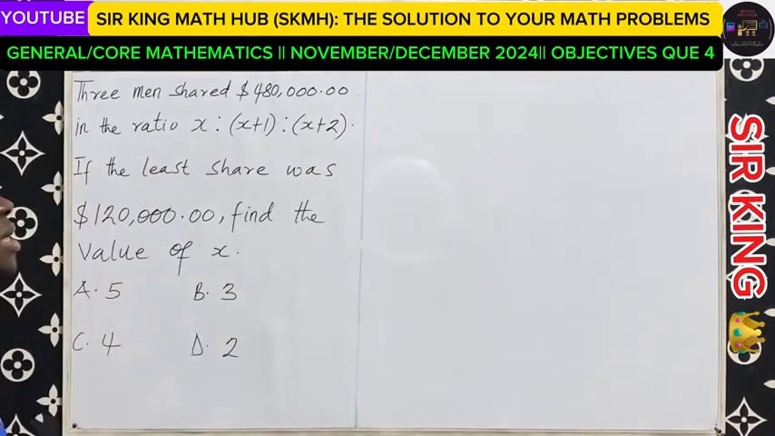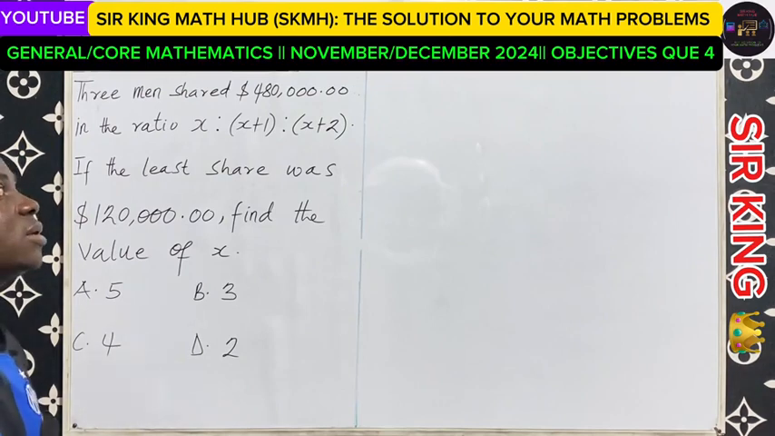Let's quickly solve this past question. It is on General Mathematics, November-December 2024. Objective question 4. I read, 3 men shared $480,000 in the ratio x is to x plus 1 is to x plus 2. If the least share was $120,000, we have to find the value of x.